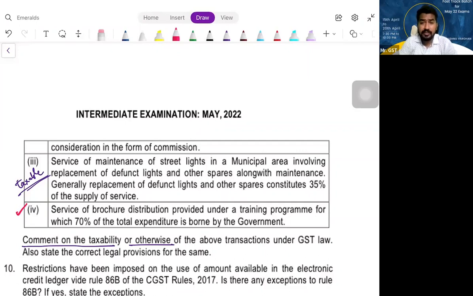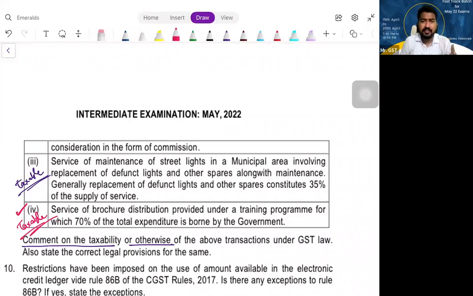There is an amendment, right? Yes, sir. Now there should be 75%. At least if the government is bearing 75%, then fine. No need of 100%. At least 75% is also fine. But here it is only 70%. So in total it is taxable.